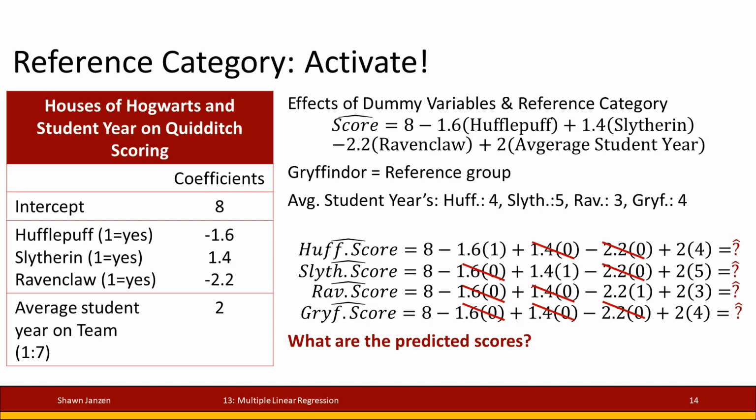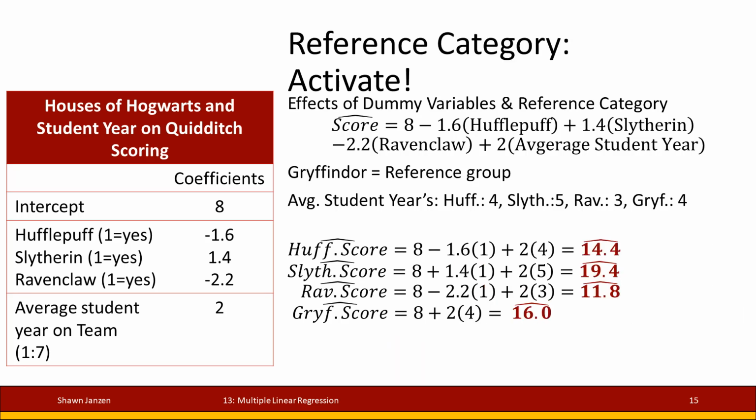Okay, so the first step you should have done is canceling out all of those zeros, and then we'll go ahead and collapse them down, and what we should obtain is a Hufflepuff predicted score of 14.4, Slytherin's score of 19.4 on average, Ravenclaw's at 11.8, and Gryffindor's at an even 16 predicted.